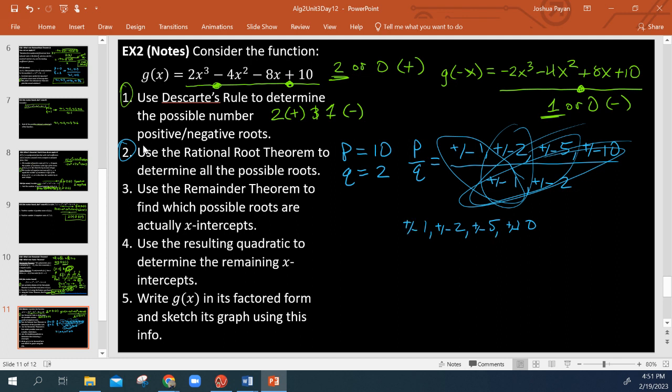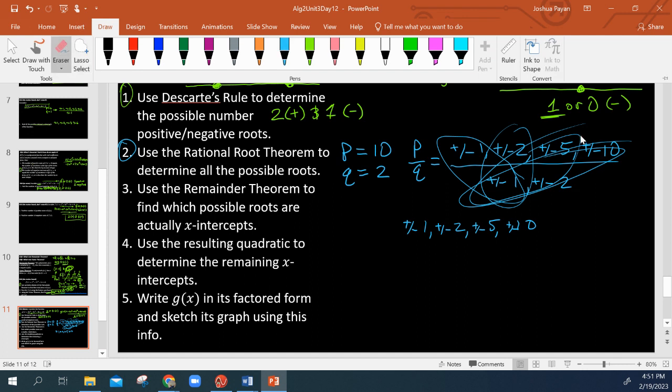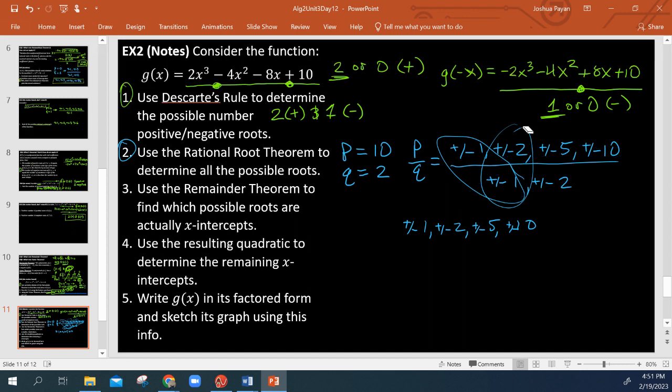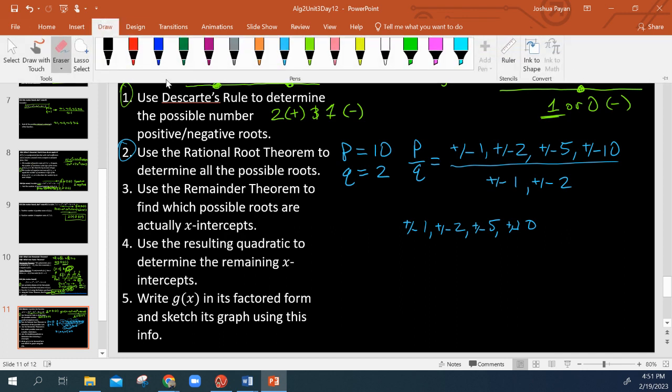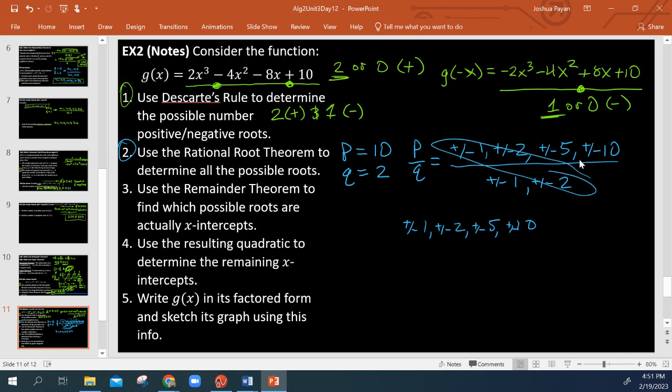Okay, and besides that, see if I can skillfully erase these. We know we're also going to have 1 half, 5 over 2. So plus or minus 1 half. We're going to have plus or minus 5 over 2, right? 2 over 2, well, that's the same thing as plus or minus 1, so we're not going to worry about that one. And 10 over 2 is the same thing as plus or minus 5. So those are all of our possible rational roots. Okay, so a whole bunch.